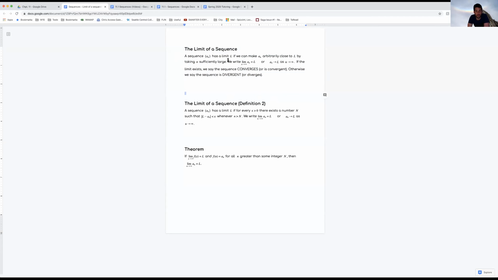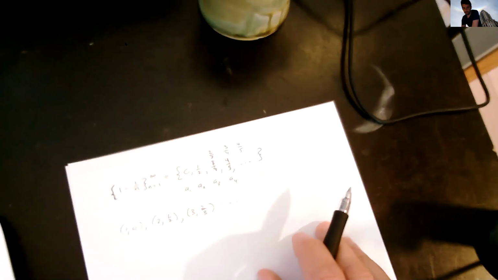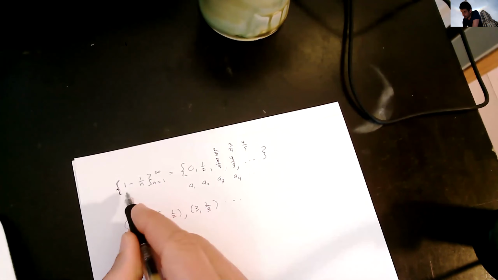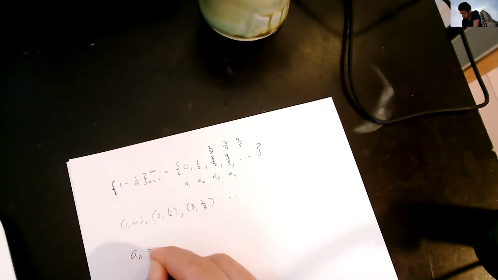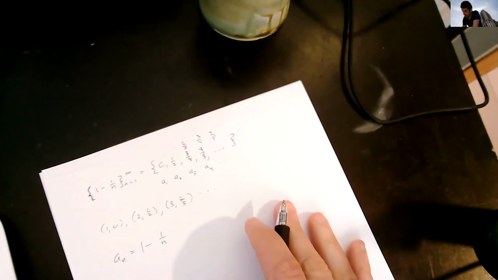So it's what we just noticed in that picture. In the picture we just had, we would say the limit is 1, because our points are getting arbitrarily close to L by taking n to be large enough. Or let's look at this a little bit differently. Let's go back to the algebraic form of this. The definition of the limit says I can make this sequence 1 minus 1 over n as close as I want. Let me say it this way: a sub n is equal to 1 minus 1 over n. That's my definition of my sequence.